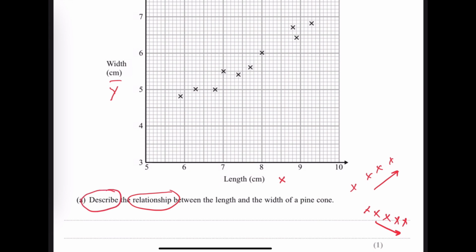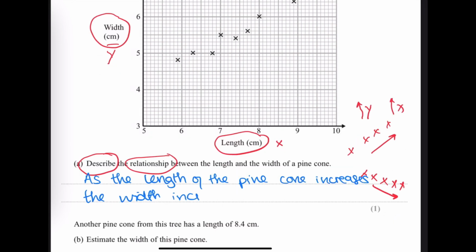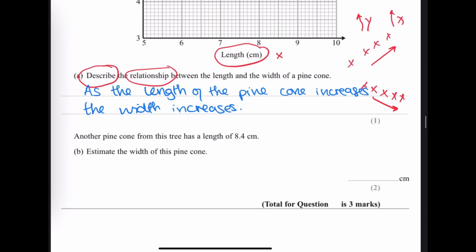This basically means if it's positive, which is over here, as the y-axis increases, the x-axis also increases, which is what's happening here. So what we're going to say is, as the width increases, the length also increases. As the length of the pine cone increases, the width also increases.